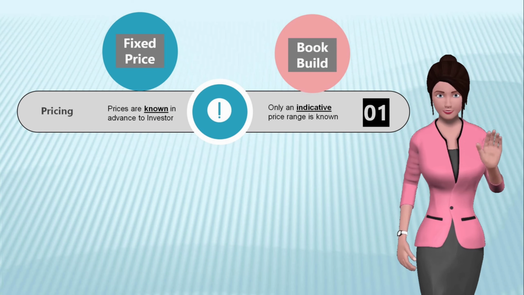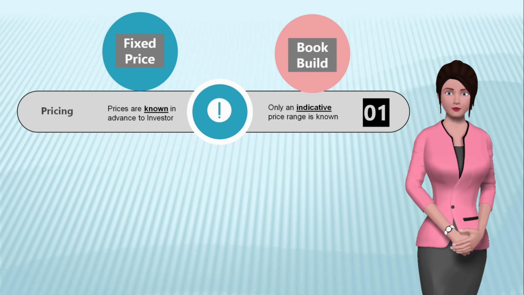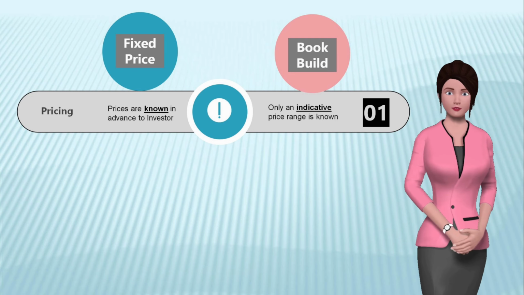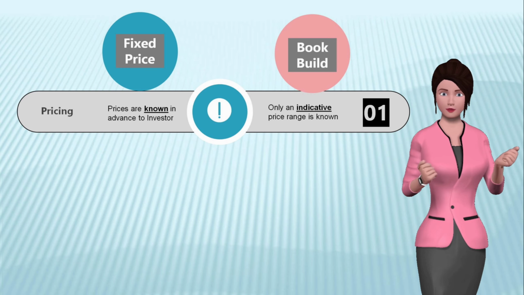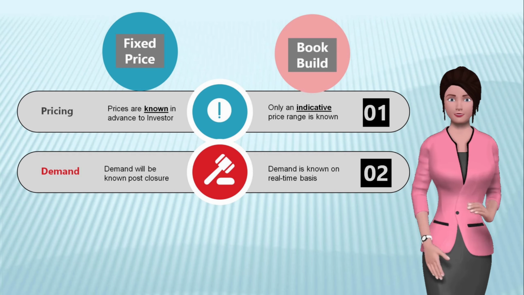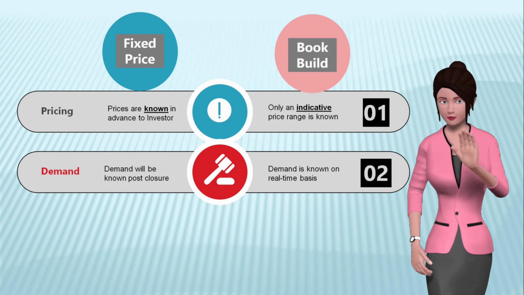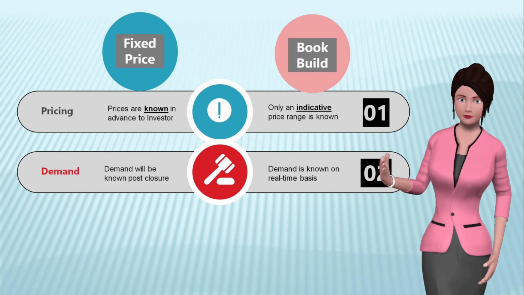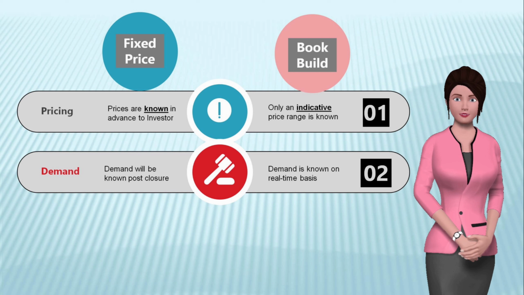Pricing. Under a fixed price IPO, the price at which the securities are offered or allotted is known in advance to the investors. However, in a book building IPO, only an indicative price range is known. The exact pricing is not known. Then comes demand. In a fixed price IPO, demand for the securities offered is known only after the closure of the issue. However, in a book building IPO, it is known almost in real time.